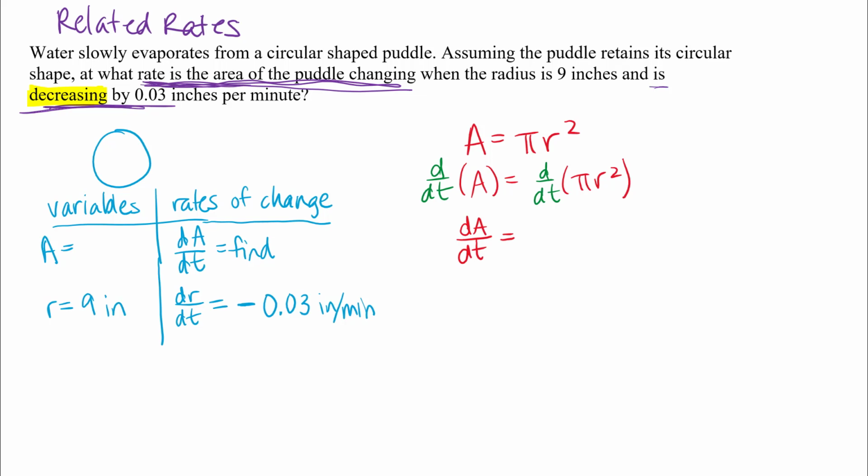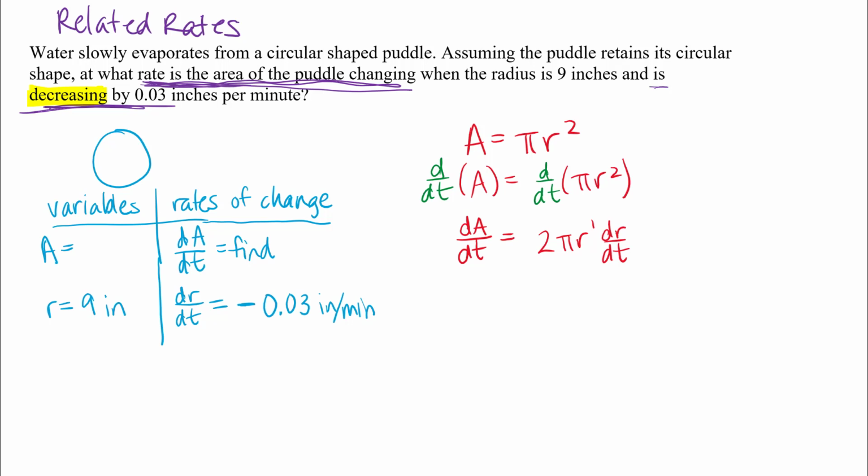For the r squared, I'll bring down that exponent and subtract 1, so 2 pi times r to the first. But remember, we're differentiating implicitly and treating r as a function of time. So I have this extra dr/dt factor here. This is just like when we use implicit differentiation.